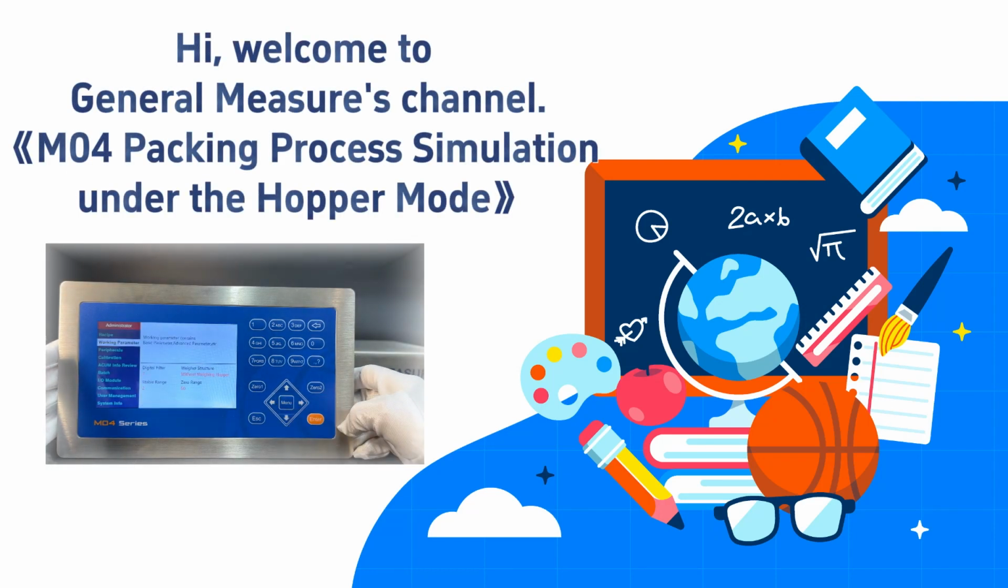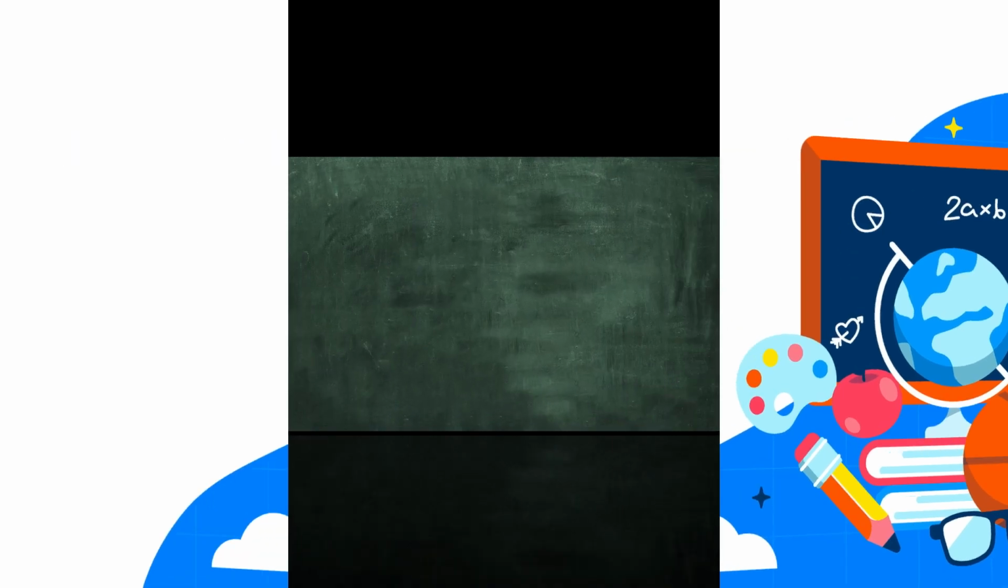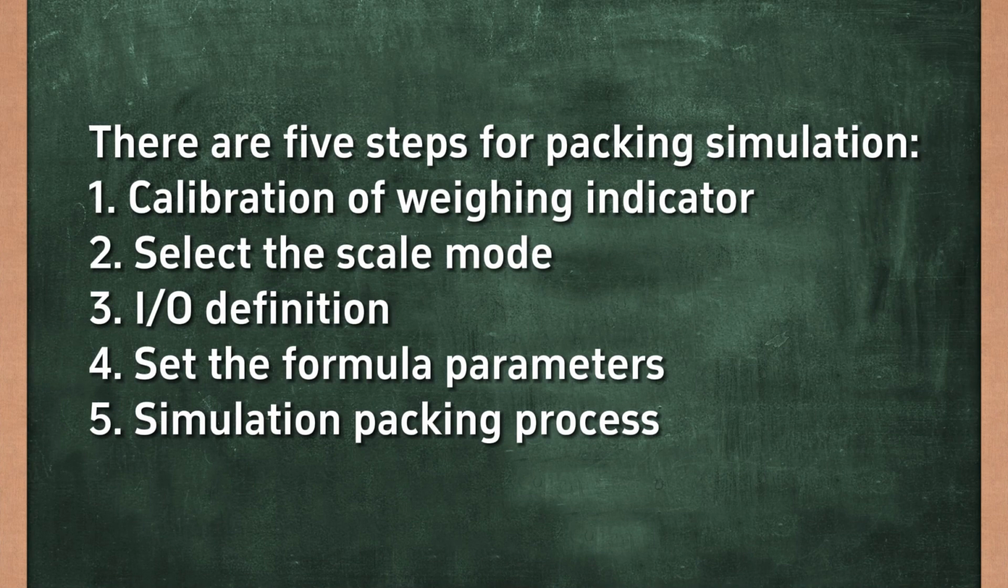In this video, we are going to demonstrate M04 packing process simulation under the hopper mode. There are 5 steps for packing simulation. First, calibration of weighing indicator. Second, select the scale mode. Third, I/O definition. Fourth, set the formula parameters.